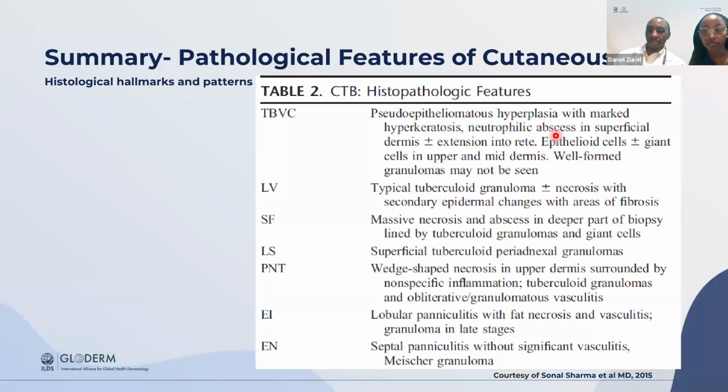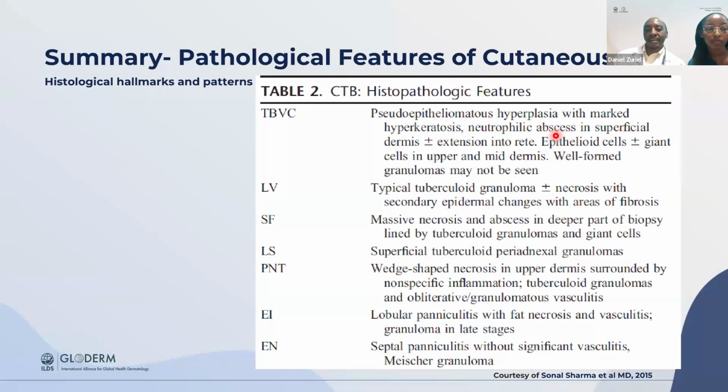In LS, then you have superficial tuberculoid, periodontal granulomas, and this we have seen, like that lady we were not too sure. In PNT, you find a wedge-shaped necrosis in the upper dermis, surrounded by non-specific inflammation, tuberculoid granulomas, and obliteration of granulomatous vasculitis, and that is important in EL. You have lobular panniculitis with fat. These are the erythema induratum with lobular panniculitis with fat necrosis and vasculitis.